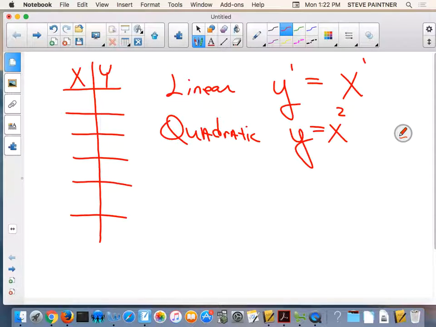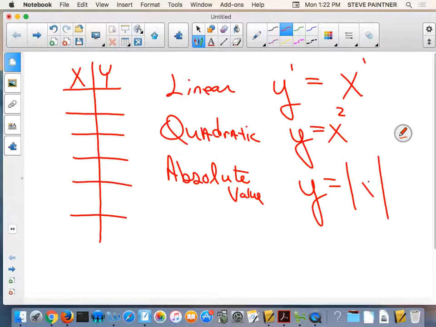How about this family? Absolute value. Now, do you know those symbols? Those vertical bars are the absolute value symbols. Do you know what the function looks like? Y equals absolute value of X. Do you know what that picture would look like? Vertical line? Is it a V? U and down?